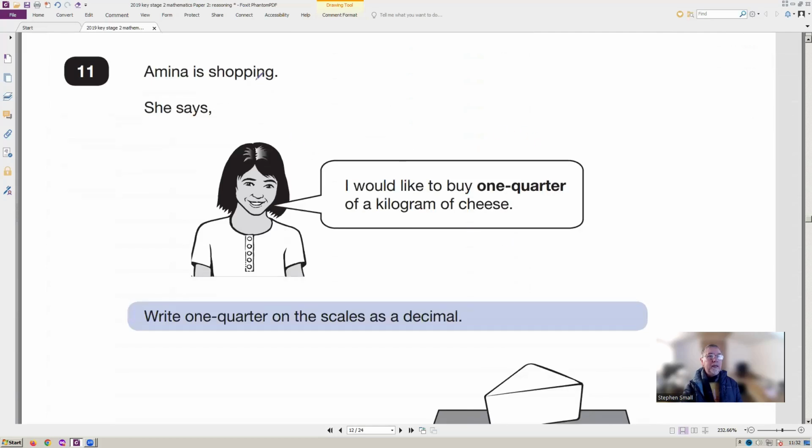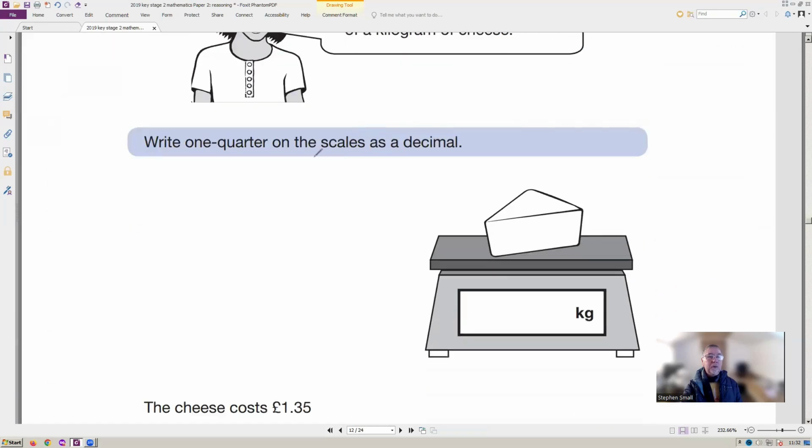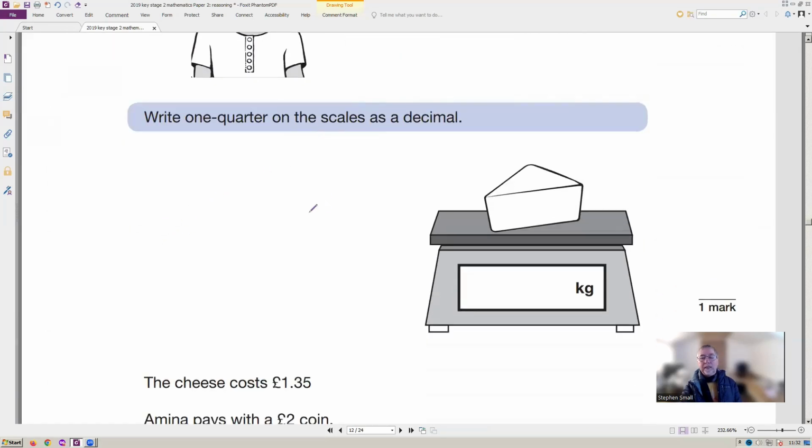Amina is shopping. She says, I would like to buy 1/4 of a kilogram of cheese. Write 1/4 on the scales as a decimal.